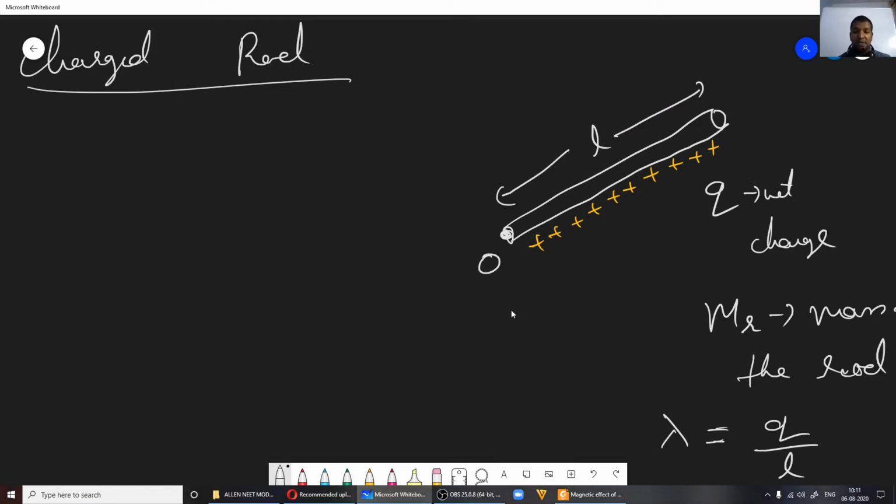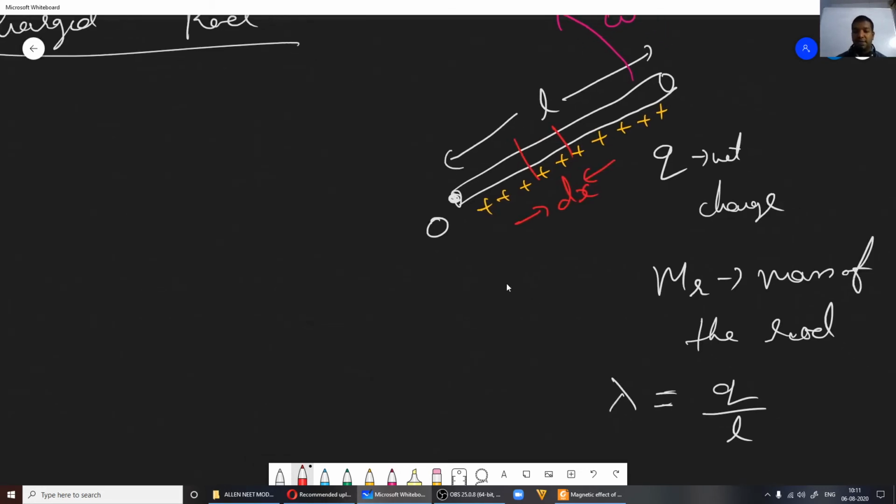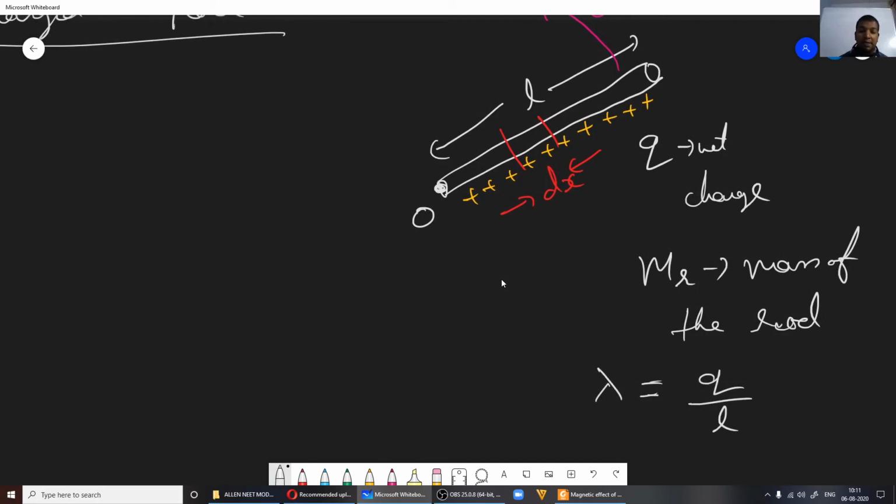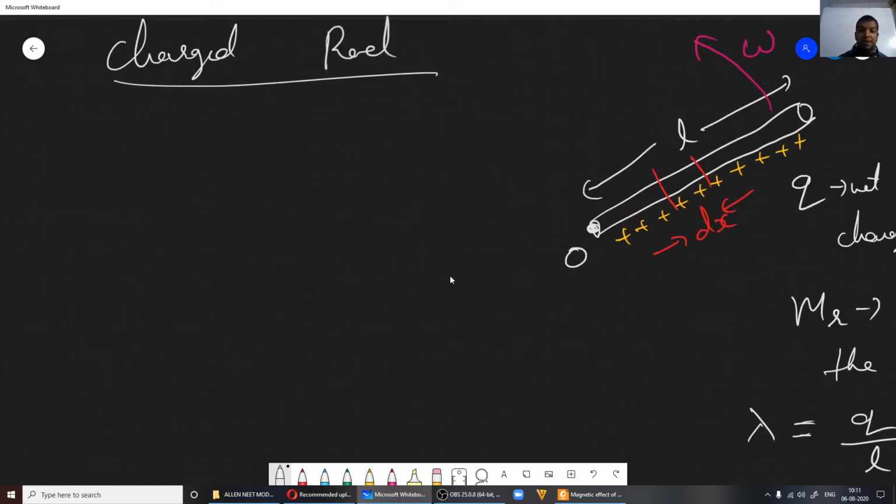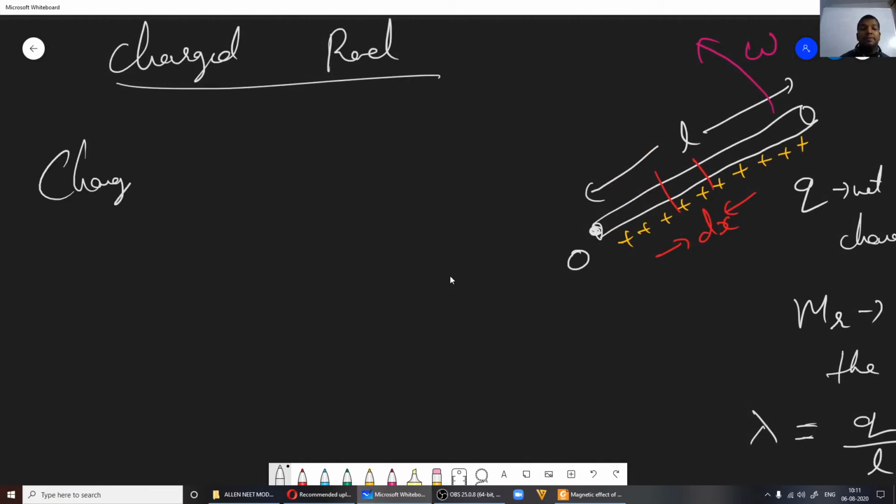Now the angular momentum is this way, and the angular velocity is this way. Correct. Now what we'll do is consider a small element dx. The charge present on that elemental dx, let us call it dq.